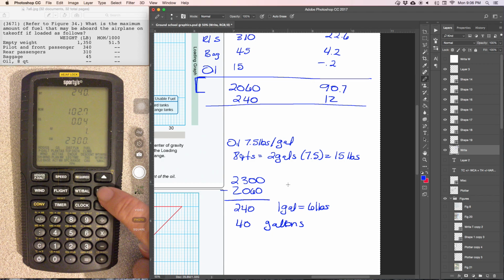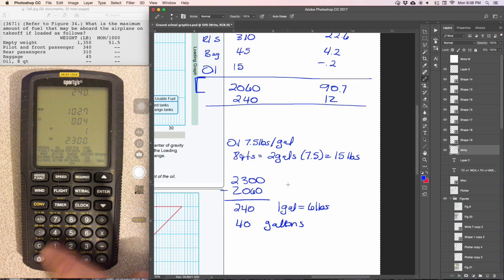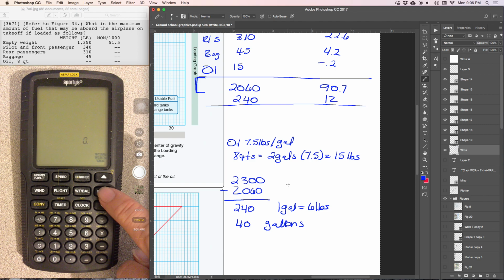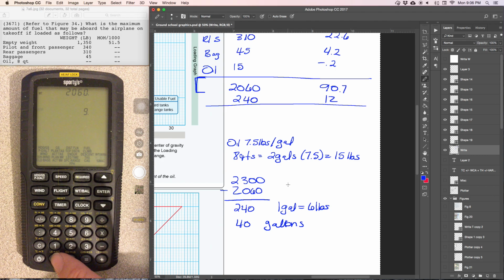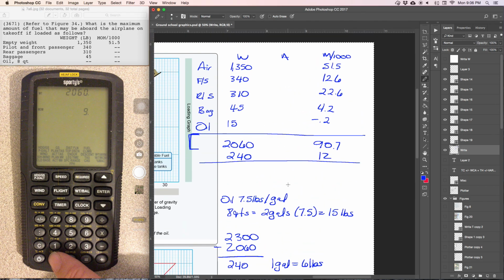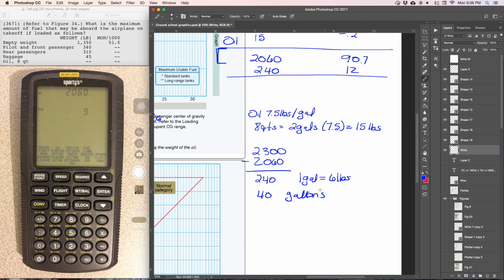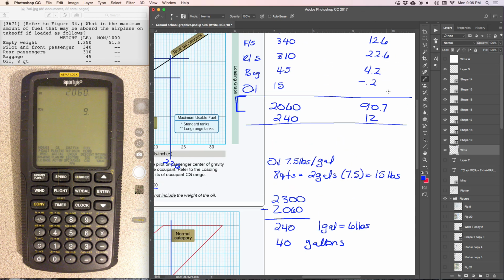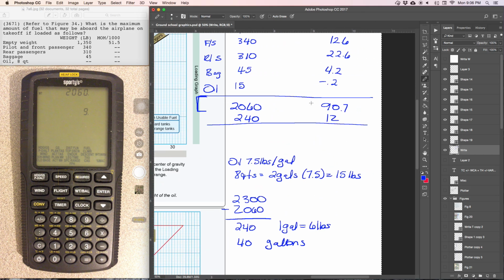Alright, let's see. Let me rework that one more time. So weight and balance, weight and moment, 2060 for the weight. That's right, 90.7 was the center of gravity. So this is not the moment. This is the center of gravity, 90.7.